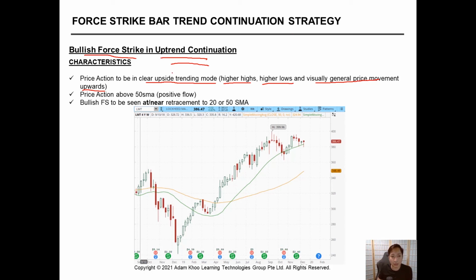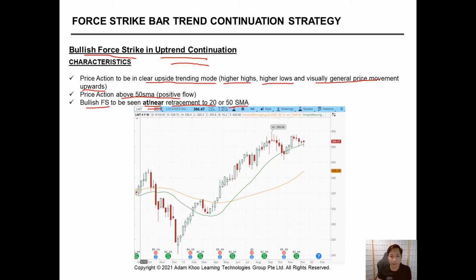Price action in the uptrend, of course, has to be above the 50 moving average. Agree? It has to be above the 50 moving average, positive flow, we call it as well. It can be a bullish FS to be seen at or near the retracement to the 20 or 50 SMA.